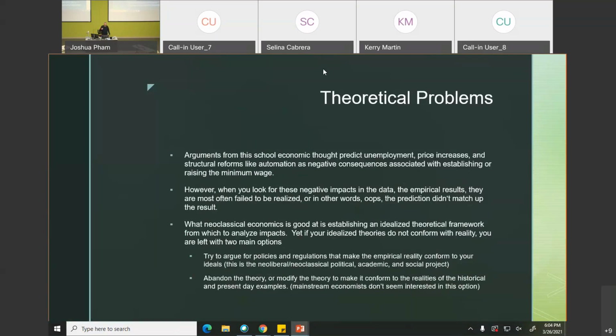What it's good at doing is establishing this idealized theoretical framework. And you can use that to analyze lots of stuff. You can build models. The models are great. The statistics are cool. The math is fantastic. But realize that they're idealized sorts of things. They're not real world, empirical sorts of things, right?